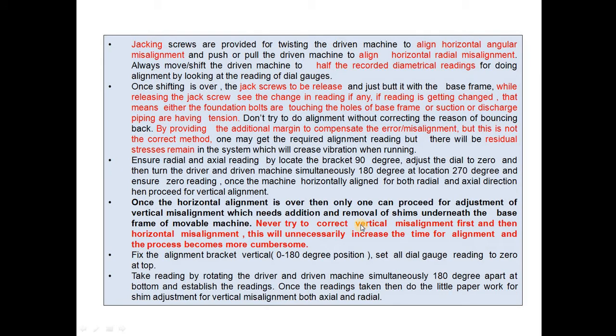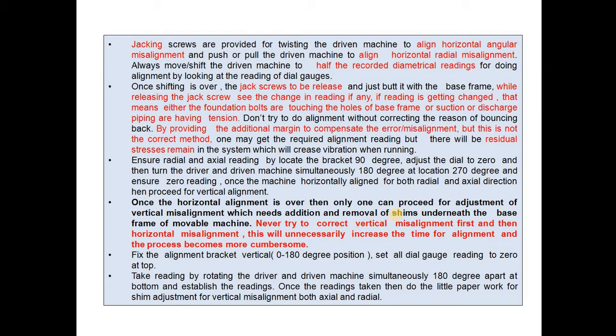For doing horizontal, radial and axial alignment, each and every equipment has been provided with jacking screws. With the help of the jacking screws, we can pull the movable machine and also shift the movable machine angularly. Angular movement is also possible.